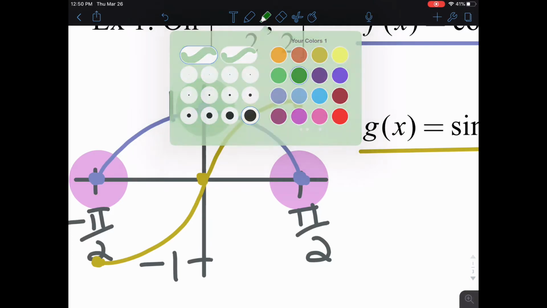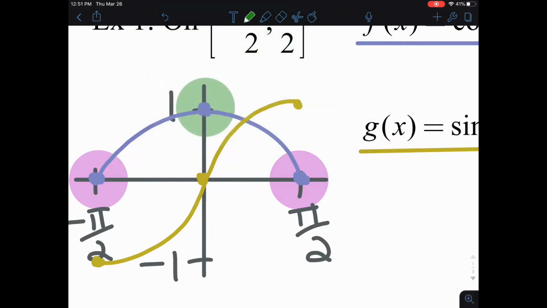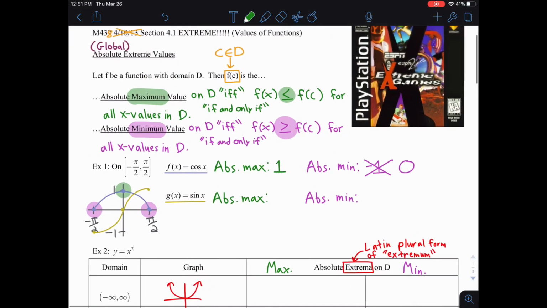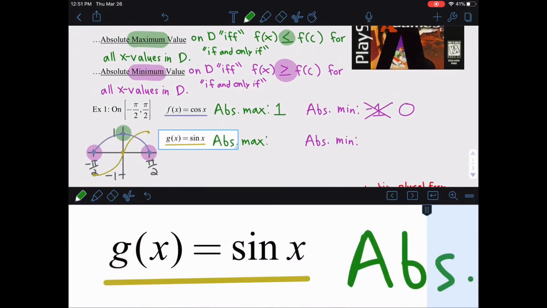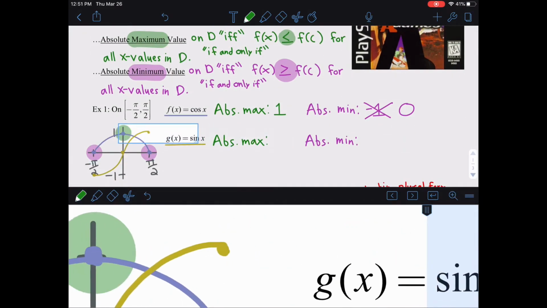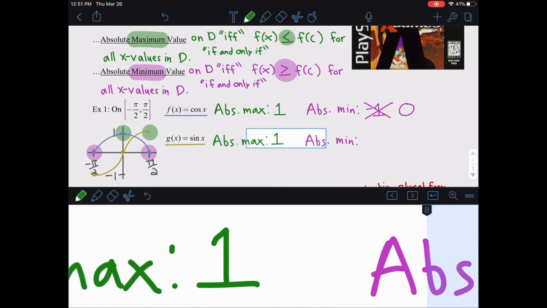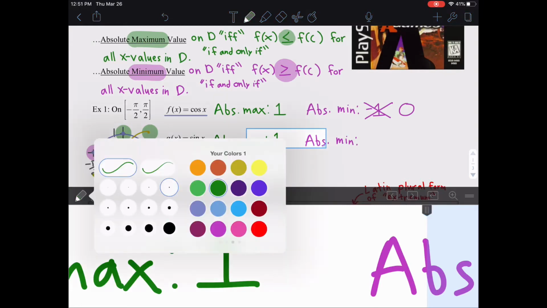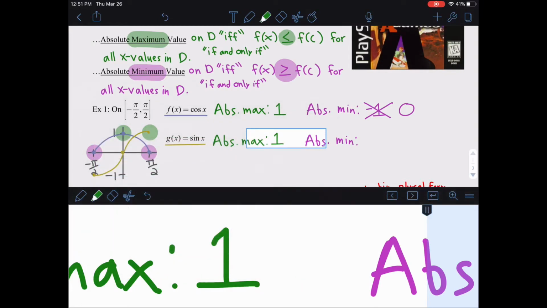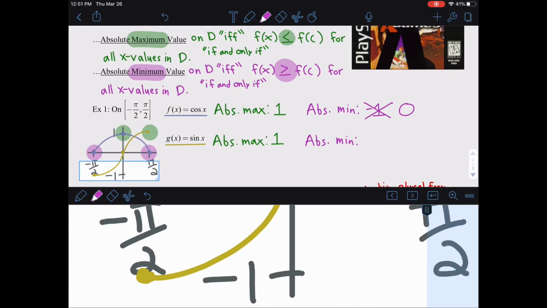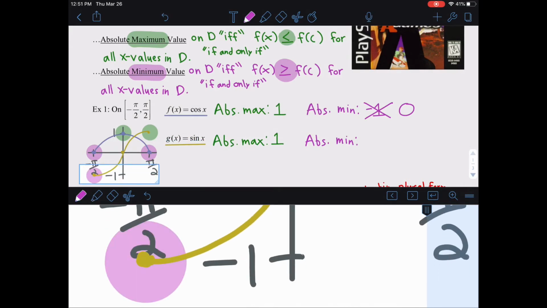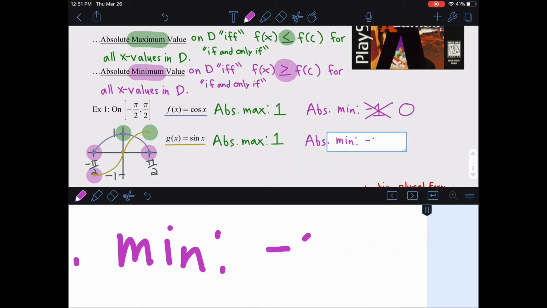Let's identify the absolute max and the absolute minimum for sine. So, looking at this graph, the absolute maximum for sine occurs at π/2, and that absolute maximum is 1. And the absolute minimum occurs at -π/2, and it's -1.